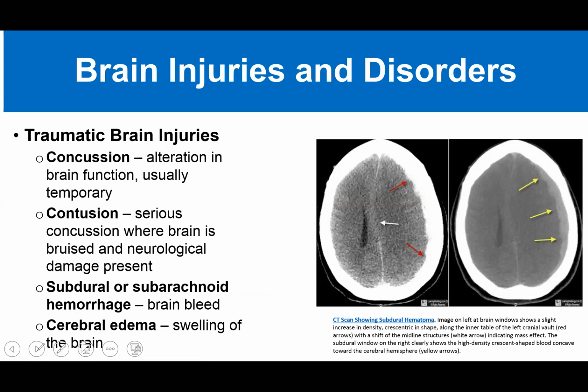All right, so the last section here are the brain injuries and disorders. First and foremost, we'll talk about concussions. A concussion is the least severe type of traumatic brain injury, because usually it just involves an alteration in brain function, but it's usually temporary. However, I say that cautiously, because repeated concussions can result in serious damage.